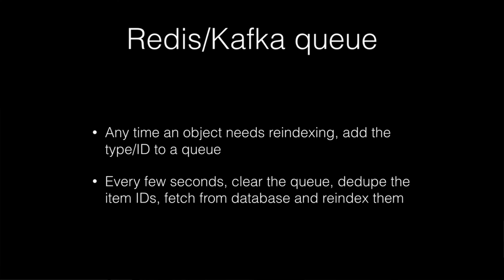Basically, anytime an object needs reindexing, you put that object's type and ID in that queue. So you say, here's the thing that needs indexing. Here's another thing. Maybe there are 20 things modified at a time. You stick them all in the queue. And then you have a job which every few seconds clears the queue, dedupes those things, so if something was mentioned multiple times, it'll only get indexed once, fetches them from the databases and re-indexes them.